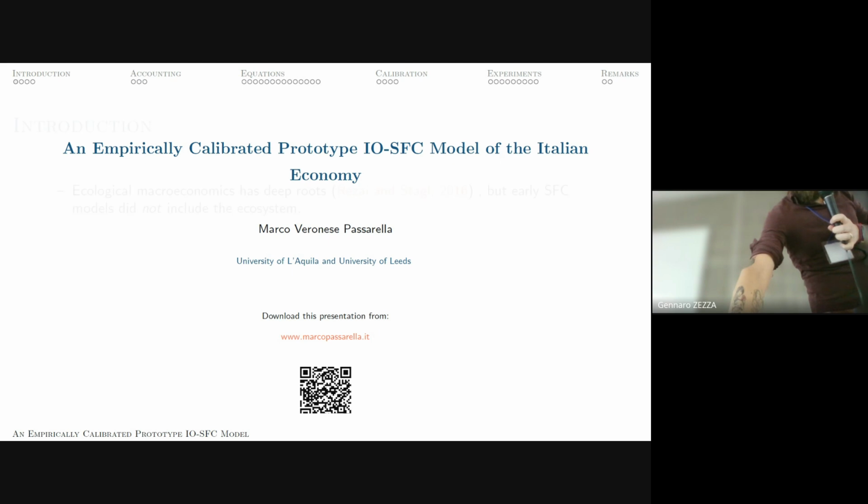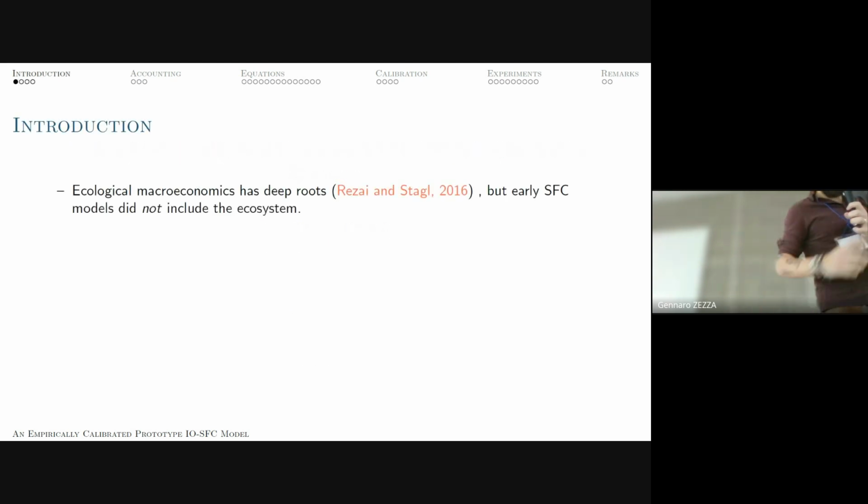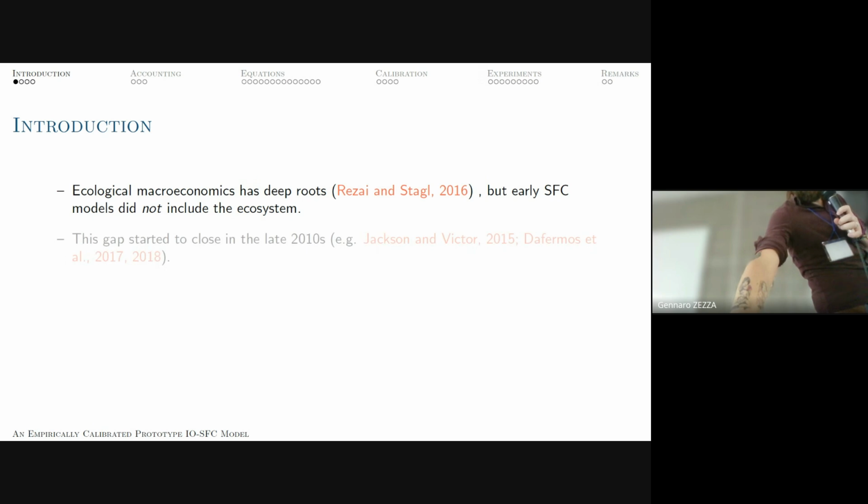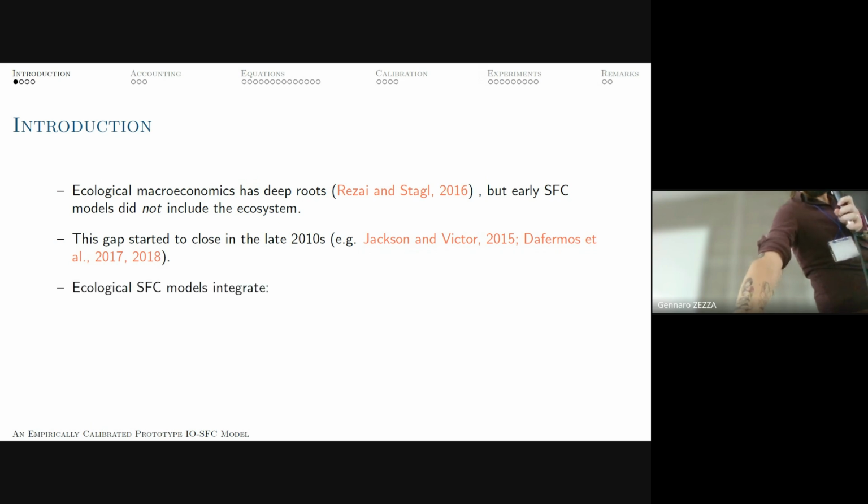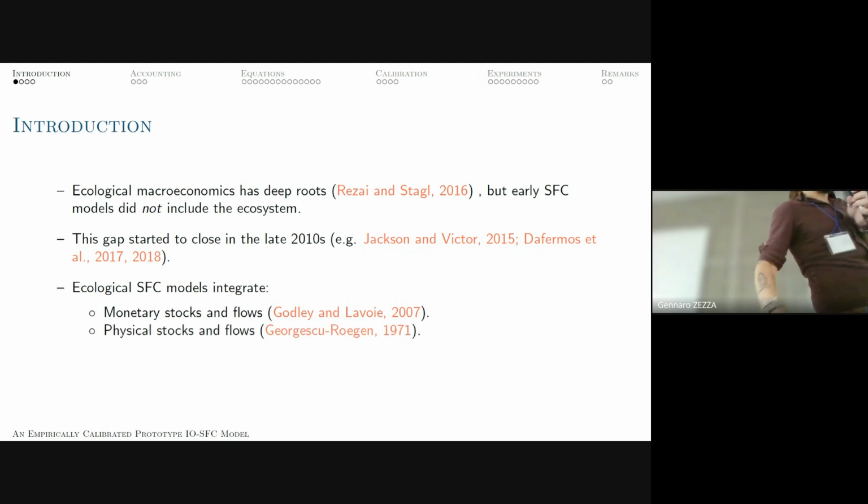And why? Well, you know that ecological macroeconomics has big roots, and you know also that the early SFC models didn't used to include the ecosystem. However, this gap was closed, or started being closed, in the late 2010s, thanks to the Jacksons and Victor and Yannis and Maria who are here. And the reason is that the ecological SFC models integrate monetary stocks and flows. They also allow integrating physical stocks, funds, and flows.